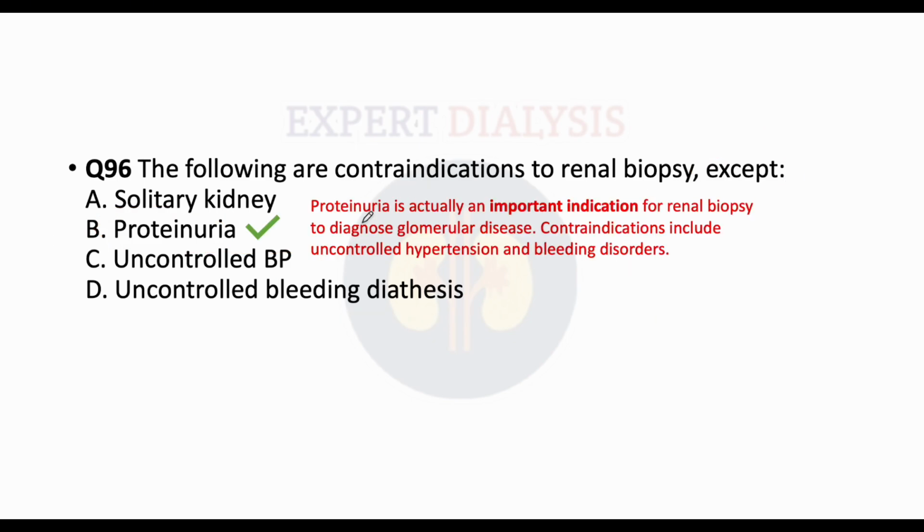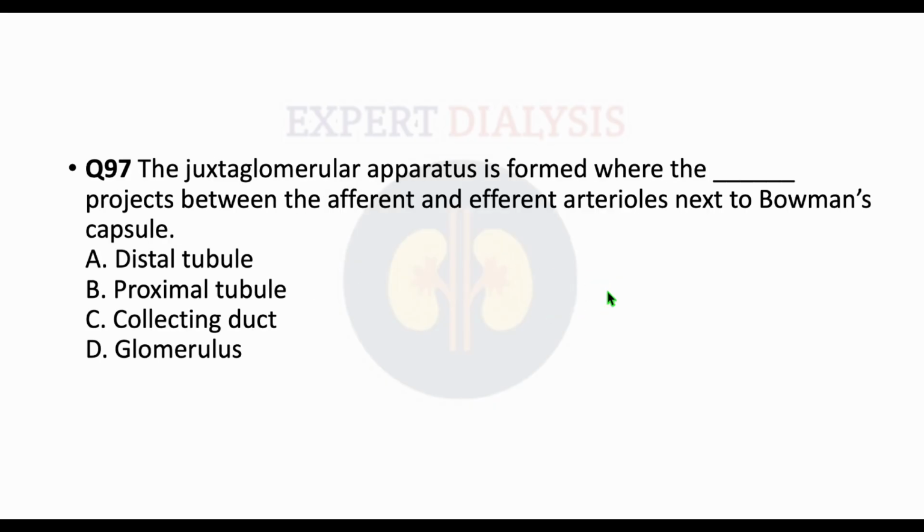So let's see the explanation. Proteinuria is actually an important indication for renal biopsy to diagnose glomerular disease, and contraindications include uncontrolled hypertension and bleeding disorders. Moving ahead to the seventh question, it says the juxtaglomerular apparatus is formed where the dash, let's say X, projects between the afferent and the efferent arterioles next to Bowman capsule. So we have to find what will be in the place of X. Option A is distal tubule, option B is proximal tubule, option C is collecting duct, option D is glomerulus.